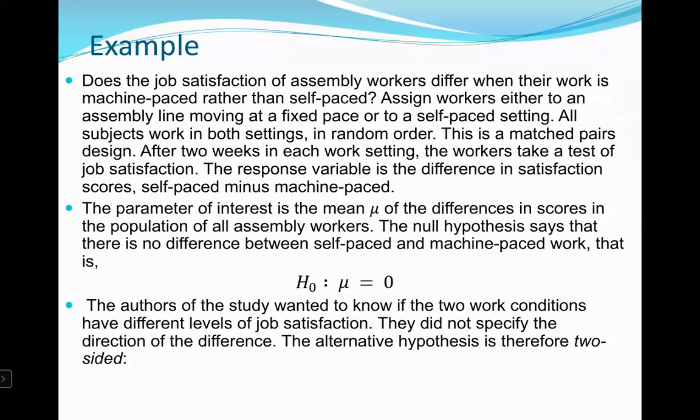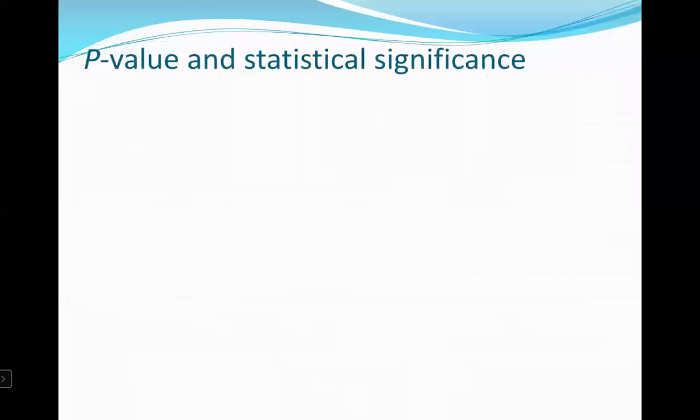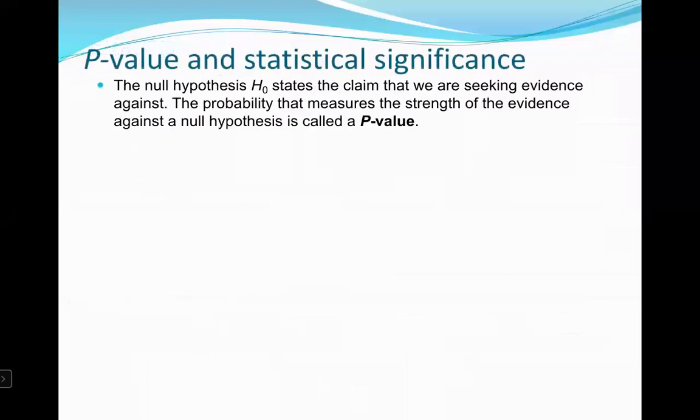The author of the study wanted to know if the two work conditions have different levels of job satisfaction. They did not specify the direction of the difference. The alternate hypothesis is therefore two-sided, just not equal to. So the alternate hypothesis is that mu is not equal to 0. There is some difference. The null hypothesis H naught states the claim that we are seeking evidence against.